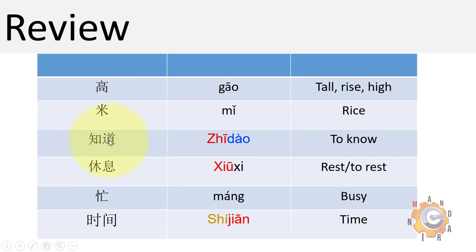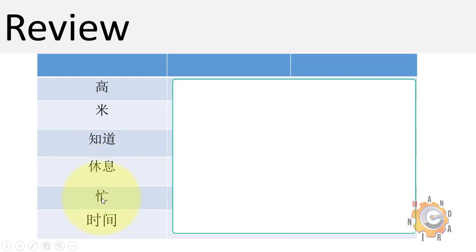Walking, self. If you know the roads and if you perceive the streets, then actually your claim of knowing is true. So it is zhi dao. A person under the tree with his own heart is xiu xi, which means rest or to rest. A heart causing death is actually the heart that is always busy. Okay, mang, busy. The character over here and the character over here both have the same character ri, which means sun, which is a reference to time. So it is shijian, which means time period.